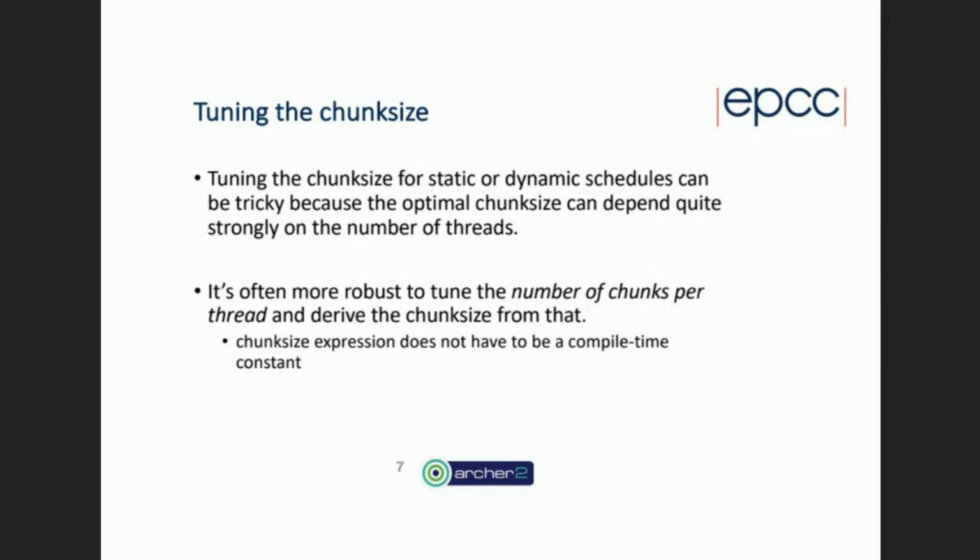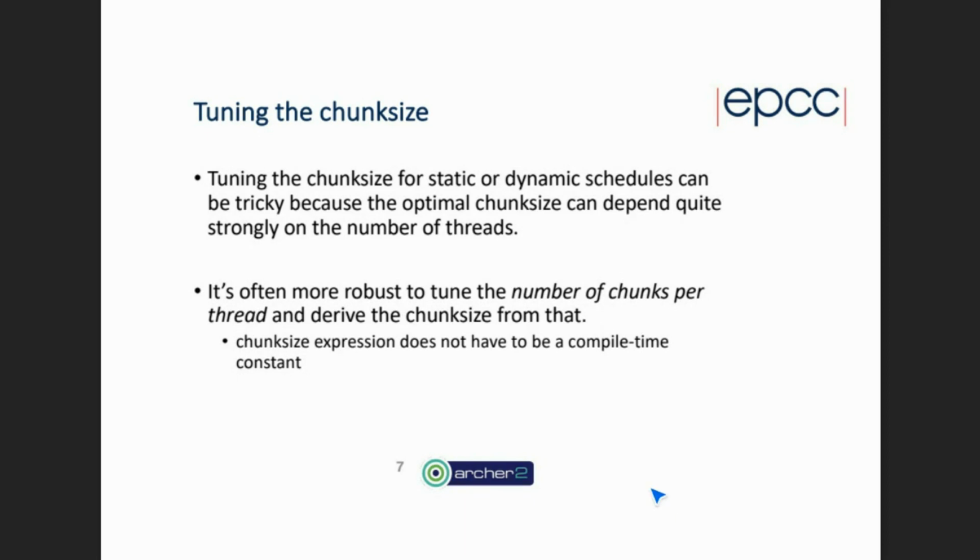While we're on the subject of loop scheduling, if we have unbalanced loops and we want to use a static or dynamic schedule and specify a chunk size to try and get the load balancing right, that can be quite tricky, because the optimal chunk size can depend quite strongly on the number of threads. Choosing a fixed chunk size that's going to give you good load balance across a wide range of thread numbers can be quite difficult.